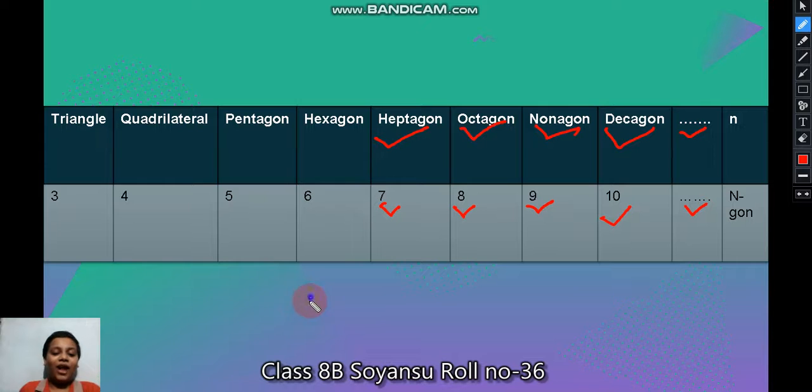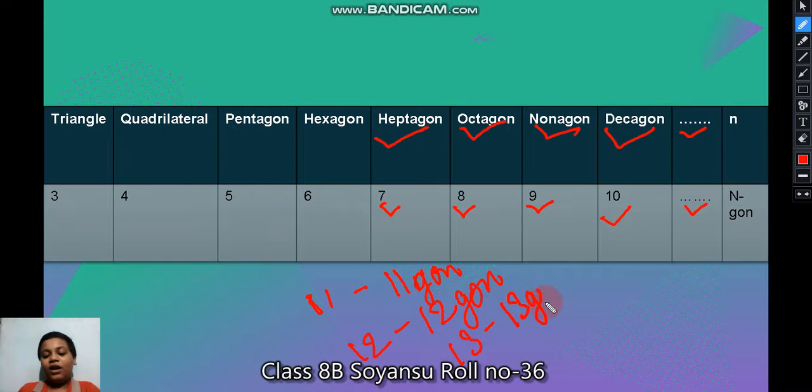And what about 11? For 11 we call it 11-gon. For 12 we call it 12-gon. For 13 we call it 13-gon. That's why I have written here n-gon, because n is a number, that is n is equal to 11, n is equal to 12, n is equal to 13, and so 11-gon, 12-gon, 13-gon. So this goes on like this.